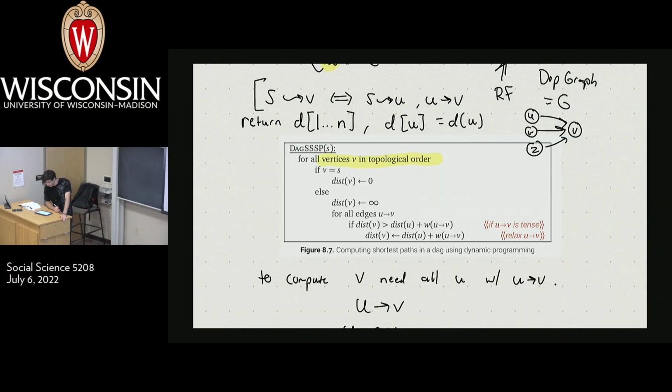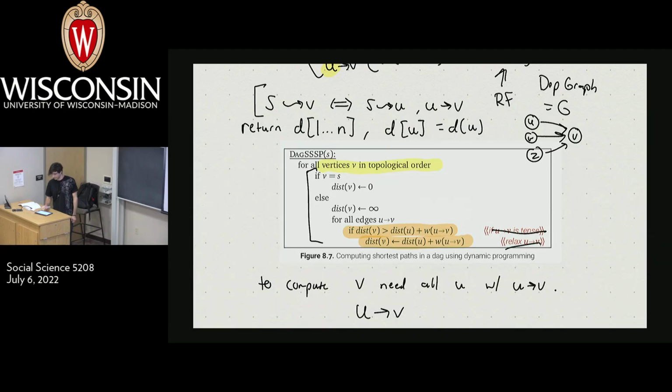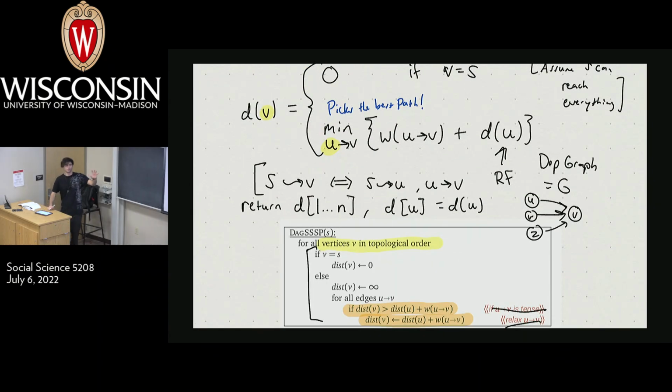So we do a topological order, and inside, we just slap in our recurrence. You don't need to know what tense means. That's for future discussion. But this is exactly the recurrence right here. It just says if we found a better path, where the path is the last edge plus the distance to that node, then we update our best path estimate so far. It's literally just the recurrence, slapped in a for loop defined by a topological order.